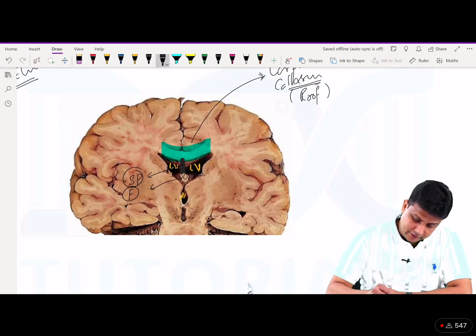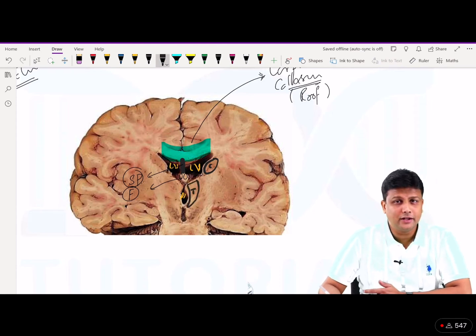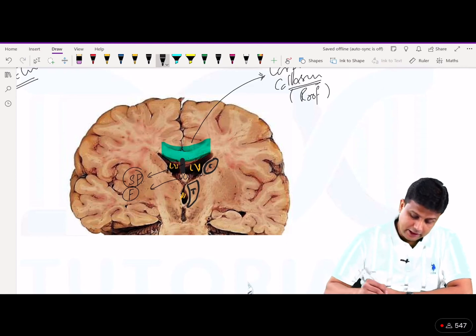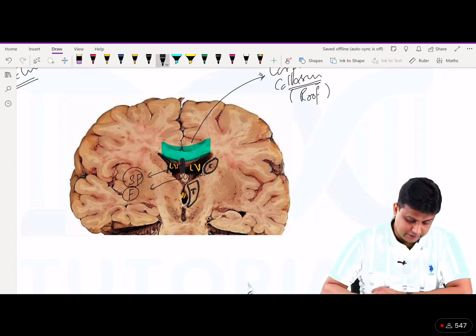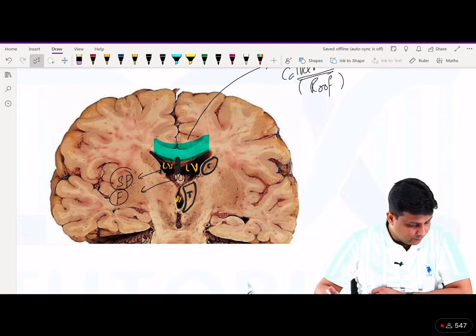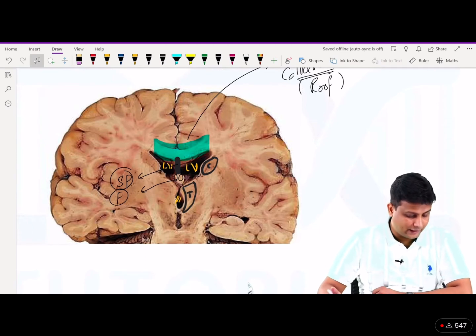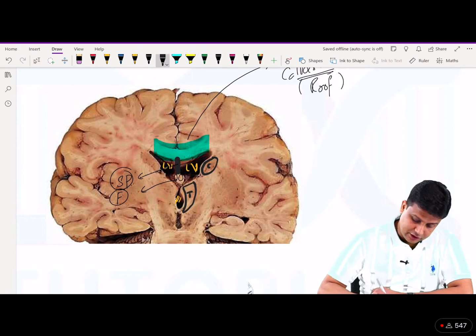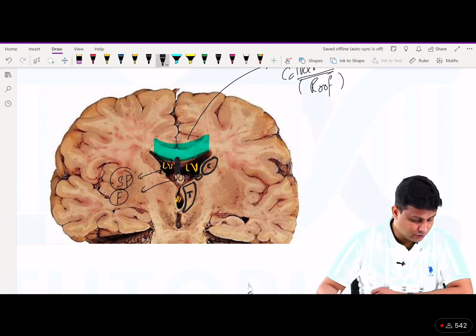Now, in this diagram, first, this will be the caudate nucleus, the head of the caudate nucleus, and below that here, this will be the thalamus part, the caudate nucleus and the thalamus. In between them, you will be able to appreciate a vein, the thalamostriate vein. There is a caudate nucleus and the thalamus, and there will be a vein present here, that is the thalamostriate vein, guys.